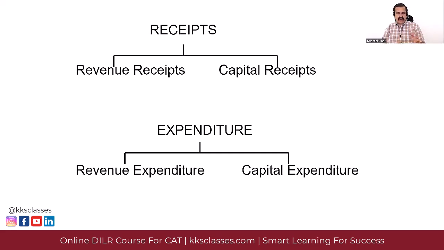Now if you look at revenue expenditure and revenue receipts, usually the revenue expenditure, the payment of salaries, pensions, etc. are much more than the revenue receipts. So revenue expenditure minus revenue receipts is called revenue deficit.